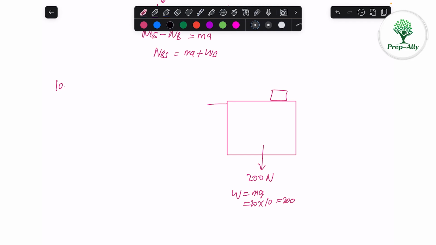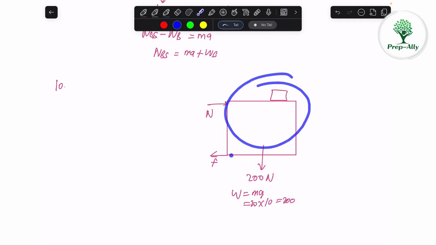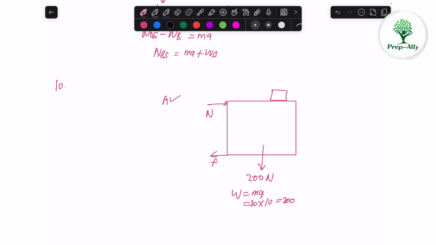So there is a force on this table, normal reaction, which is given in the question, and the friction is also shown, and this is static friction because when the objects are not moving, the friction acting is static friction, and this will cancel out this force due to the person. So A is the correct statement.